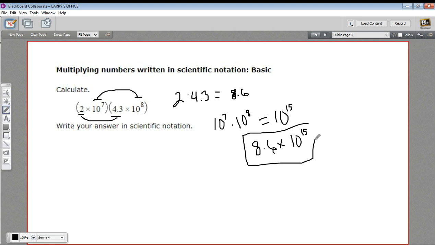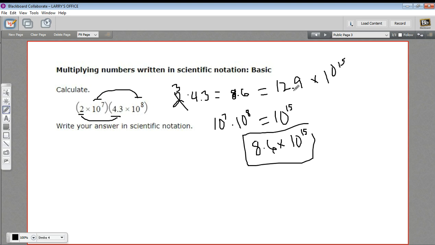Now, what if we had a problem, let's say we were multiplying this by 3 instead of 2. Well, we'd get 12.9, right? So we'd have 12.9 times 10 to the 15th. But that's not really scientific notation. With scientific notation, we just want one digit to the left of the decimal point here.